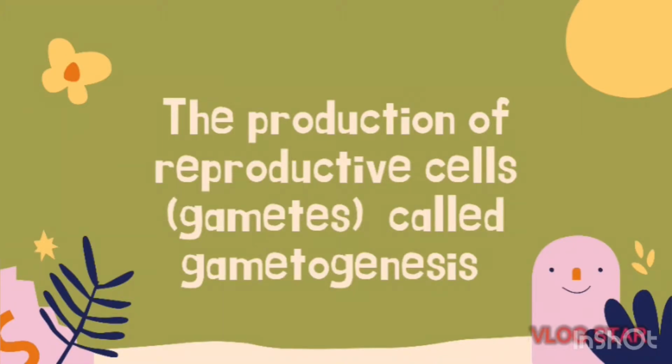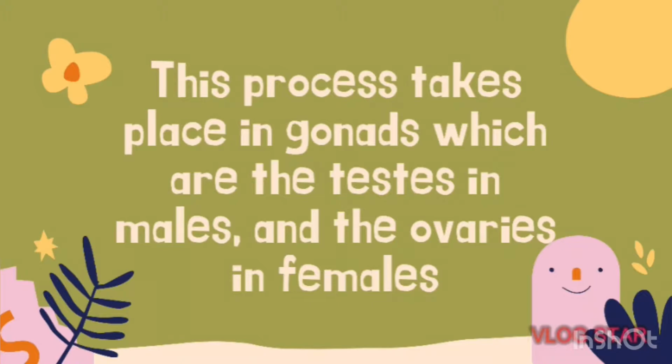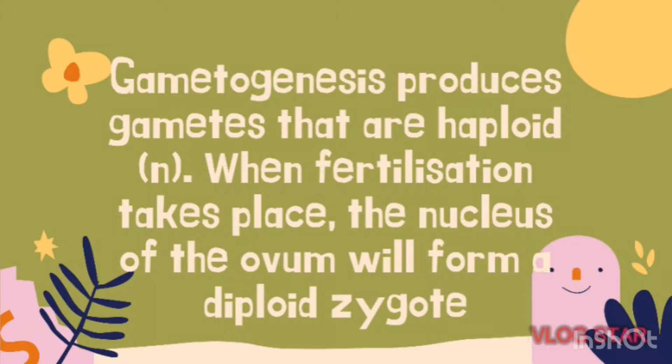We as humans produce reproductive cells that are called gametes. This process is called gametogenesis. This gametogenesis process takes place in gonads, which are the testes in males and the ovaries in females. The gametogenesis process produces gametes that are haploid. When fertilization takes place, the nucleus of the ovum will form a diploid cell.